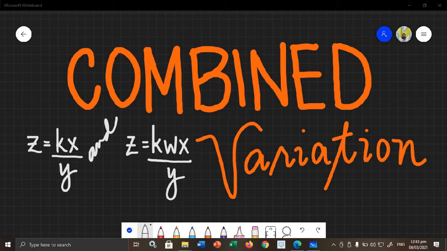So combined variation is a function in the form z is equal to kx over y, or it can also be a function in the form z is equal to kwx over y, wherein k is the constant and k should not be equal to 0. Okay? You will notice that the first one is a combination of direct and inverse variation, and the second one is a combination of joint and inverse variation.